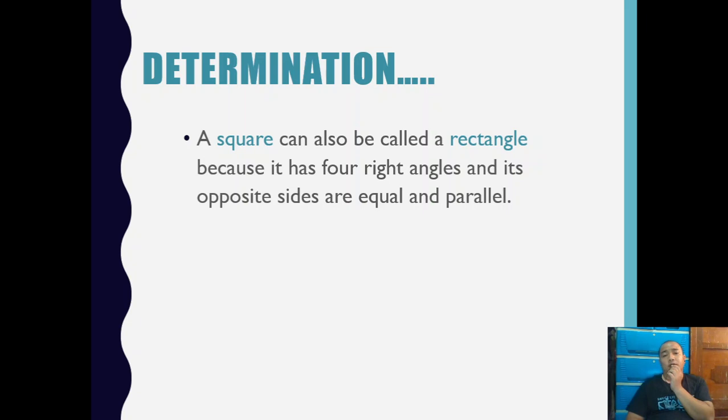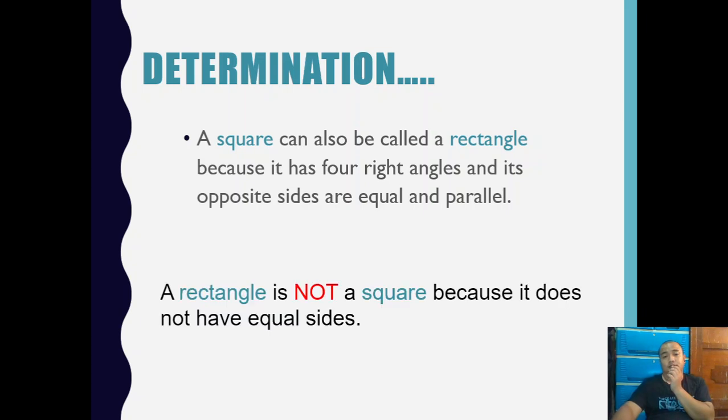The square can also be called a rectangle because it has four right angles and its opposite sides are equal and parallel. A rectangle is not always a square because it does not have four equal sides. Ito na pala yung answer. So yung square pwedeng maging rectangle, pero yung rectangle cannot be a square because a rectangle cannot have four equal sides. Ang dalawang pairs of opposite sides lang ang equal.